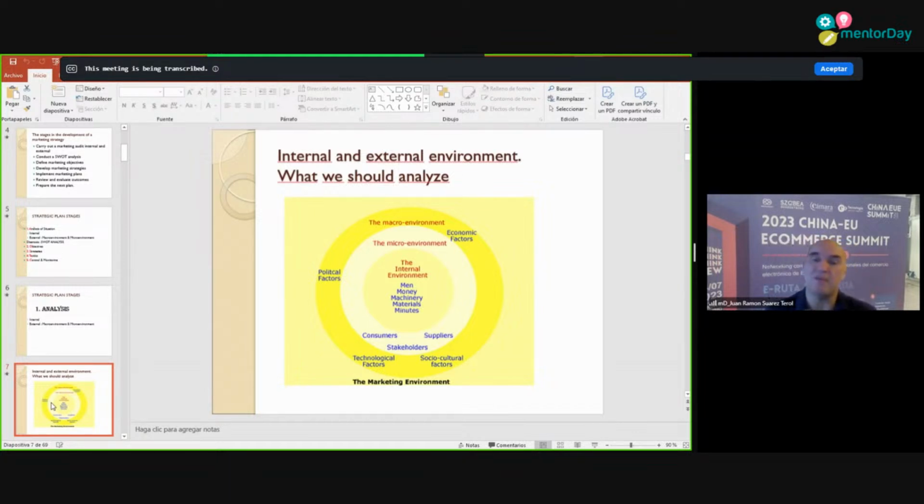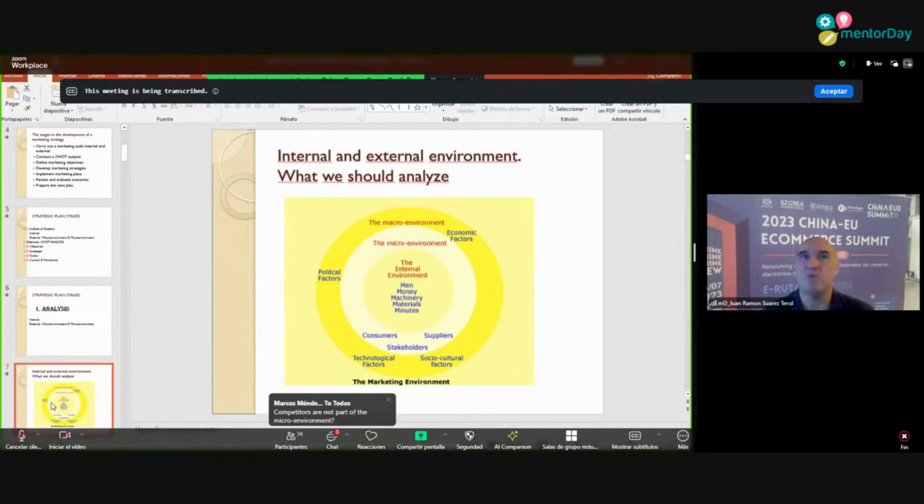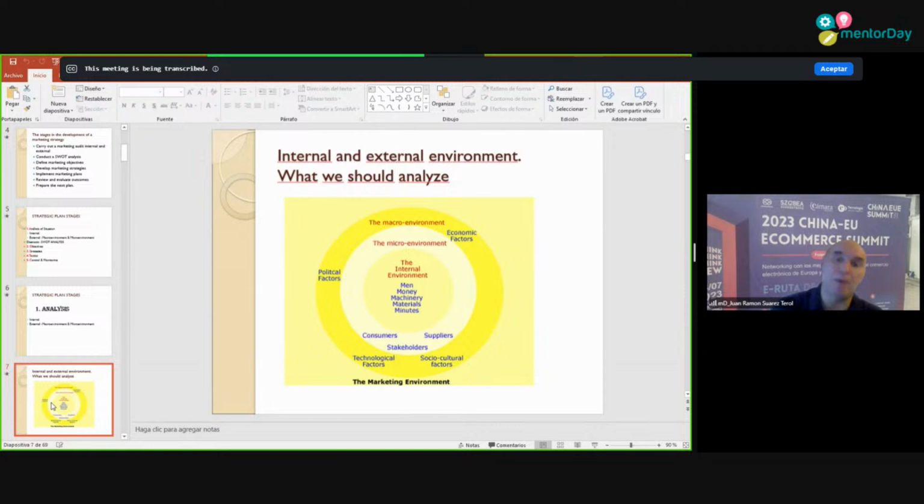So the internal environment will be everything we have inside the company, and it can be our financial strength. It can be our people, our managers that are very good at selling. They have a lot of expertise, etc., etc. And we have to analyze that realistically. But we also have the microenvironment and the macro environment, and we are going to see what they are.